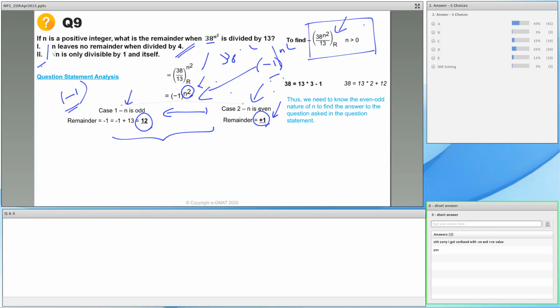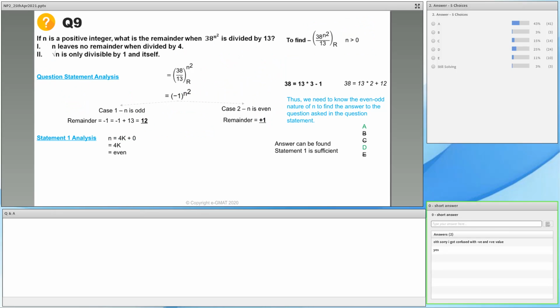So let's look at statement 1, now that we have understood this much. First statement says n leaves no remainder when divided by 4. Or in other words, n is divisible by 4. And anything that's divisible by 4 has to be an even number, because it's 4 you're dealing with, right? Which means, as per statement 1, you can infer that n is even. And because n is even, you have a definite solution to this question. Answer can be found. So statement 1 is sufficient as it stands, which is why B, C and E are rejected straight away.